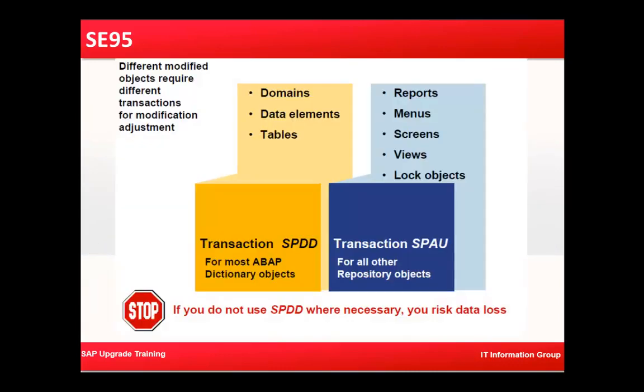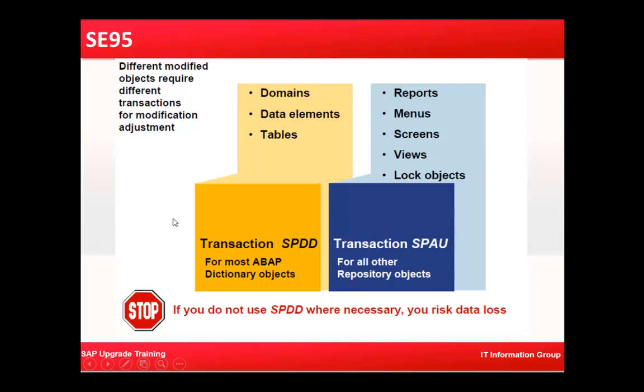So basically here you are seeing you are using your SPDD for almost all your ABAP dictionary objects. You are using SPAU for all other repository objects, and different modified objects require different transactions. So we saw that for dictionary objects it is SPDD, for repository objects, that is reports and screens, it is SPAU. In SPDD what is covered is domains, data elements, tables, and SPAU covers the reports, the menus, the screens, views, lock objects.